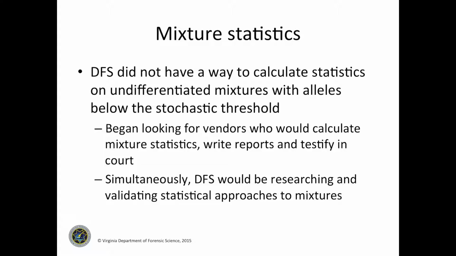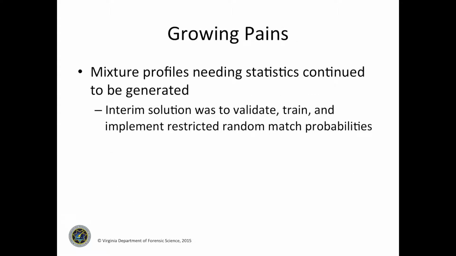But in the realm of touch and wearer DNA, we're not seeing a lot of mixture profiles with all alleles above the stochastic threshold. We needed a way to calculate statistics on undifferentiated mixtures with some or all alleles below the stochastic threshold. We shopped for vendors who could calculate mixture statistics, write the reports, and testify in court. At the time in 2011, a couple vendors would calculate the statistics and report the statistics, but they would not testify.